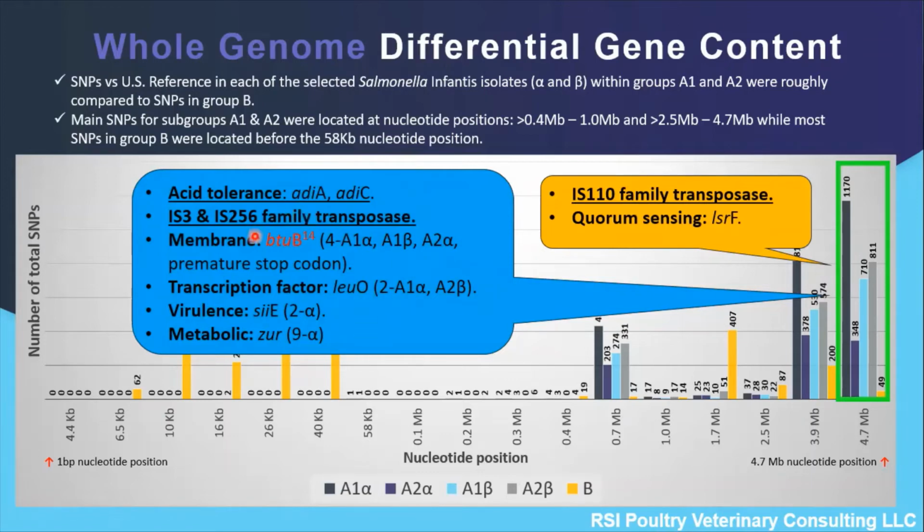I want to highlight here this gene, the VTUB gene. This gene had a premature stop codon that may cause a decrease in the production of the VTUB protein, which is known to cause resistance to colicins. In the group B, most of the mutations were found in one transposase gene and one quorum sensing gene.